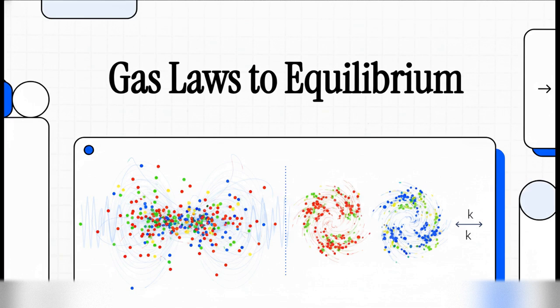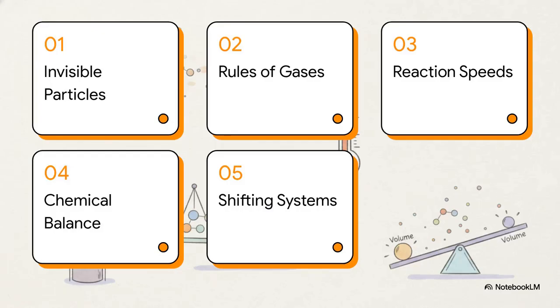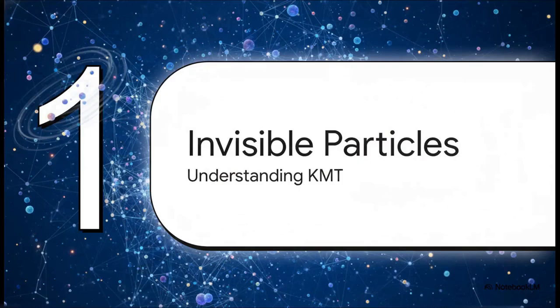Well, welcome to This Explainer. Today we're taking a really fascinating journey from the micro to the macro, exploring exactly how these invisible collisions dictate the world around us. So here's our roadmap for today. We're going to hit the invisible world of particles, the rules of gases, speeding up chemical reactions, the art of chemical balance, and finally, Le Chatelier's shifting systems. Let's dive in.